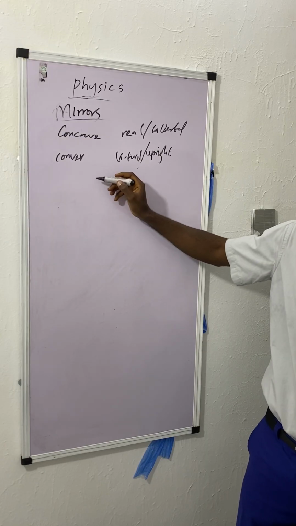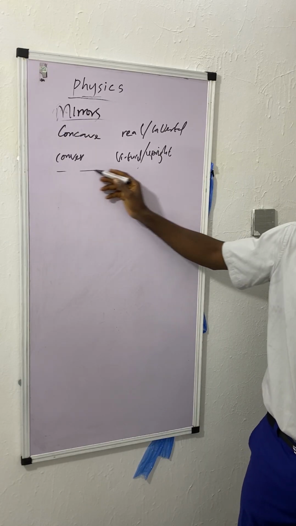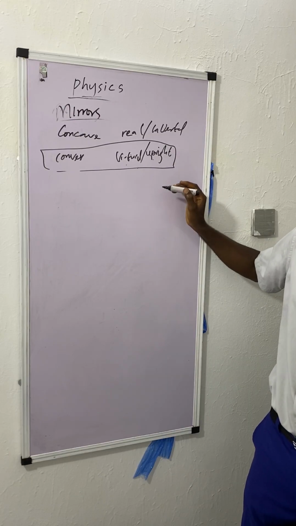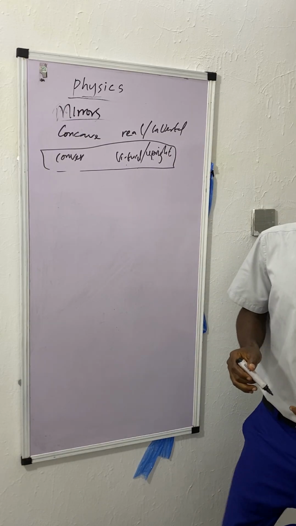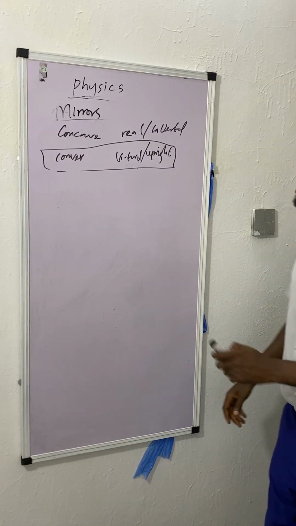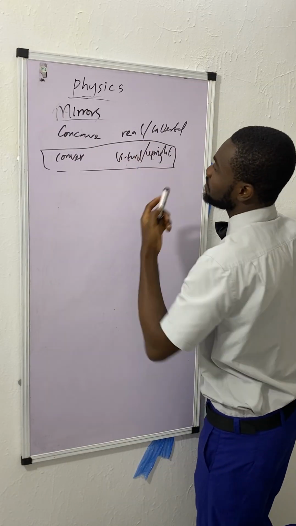So in cars, it's going to be better to use the convex mirror, because it's going to give you a virtual and upright image. At least the image will be upright. It's not going to be inverted. But when you use a concave mirror, you are going to get an inverted image.